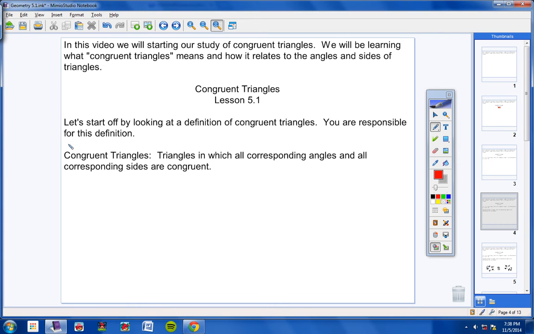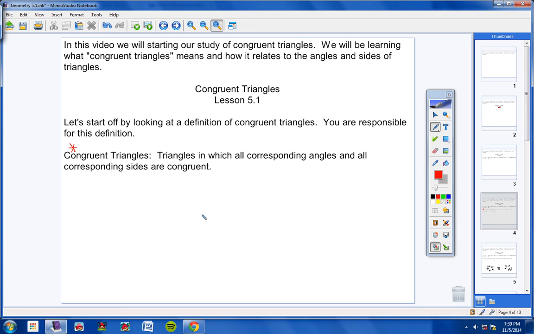Okay, here it is. Congruent triangles. Triangles in which all corresponding angles and all corresponding sides are congruent. Okay? Take a second and copy that down. You really need to know that, students. Okay, it's very important you understand what congruent triangles are.